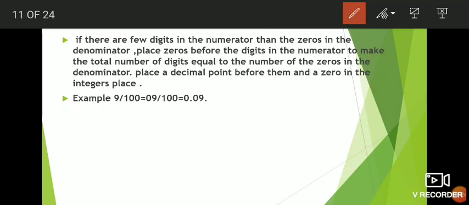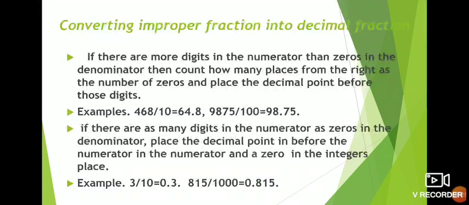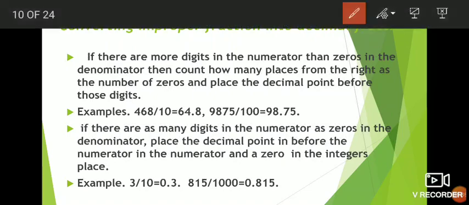Okay, like this 3 rules we are using. I hope all of you understood these 3 rules. What is the first rule? See, the first rule is, if there are more digits in the numerator than the zeros in the denominator, then count how many zeros are there, and then count that many places from the right, and place the decimal point before those digits. And second one is, if there are as many digits in the numerator as zeros in the denominator, place a decimal point before the numerator, and at the integers place we have to write the 0.